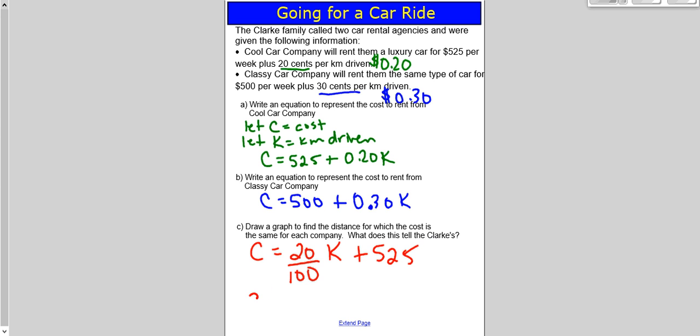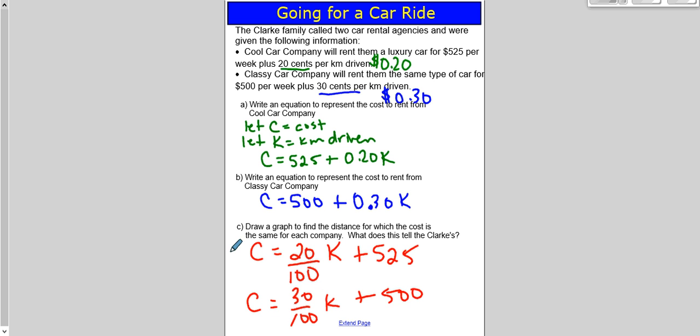And the same thing with my second equation, 0.30. I'm going to change that to 30 over 100, plus 500. And the reason why I like these fractions is because now when I go to graph, I can use my rise over my run.